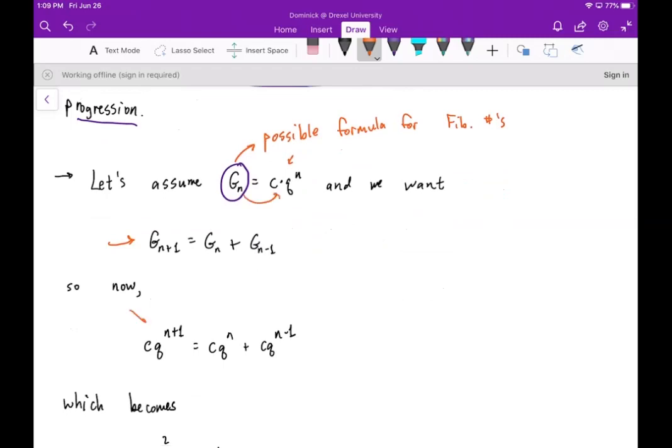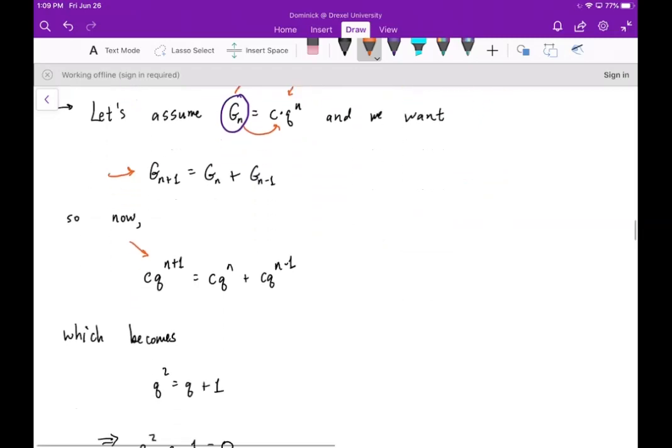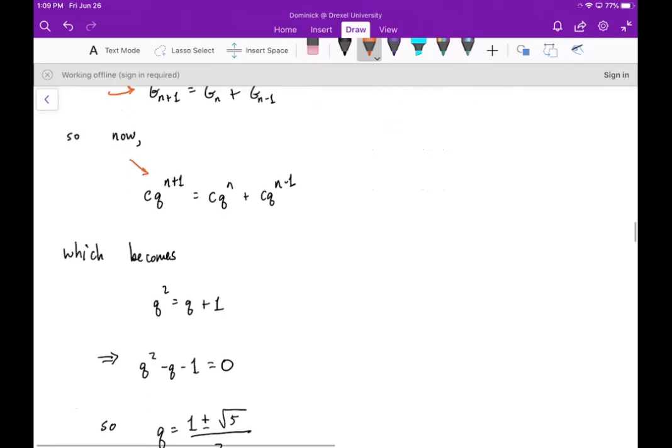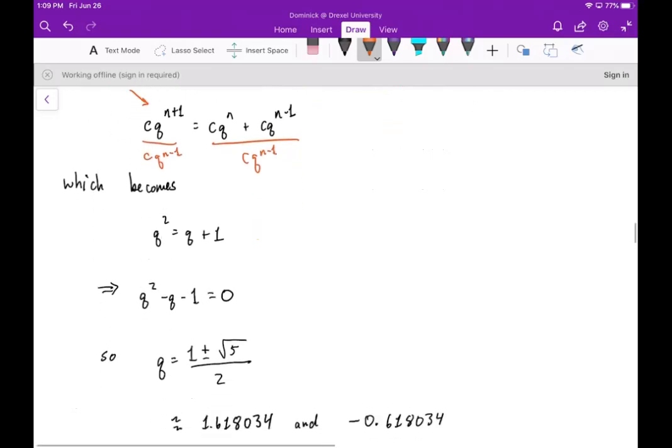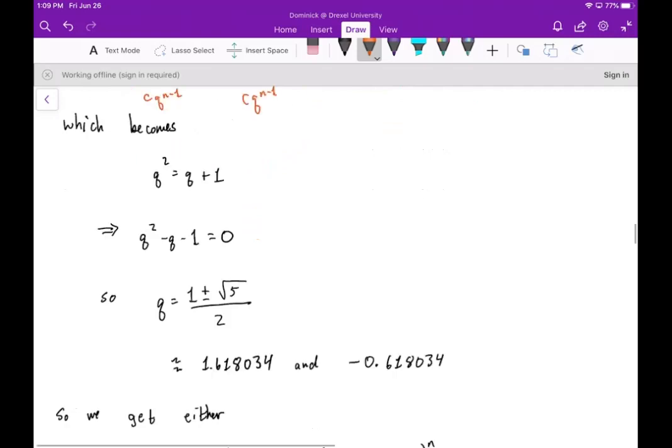then plugging this in will give us c times q to the n plus 1 equals c times q to the n plus c times q to the n minus 1, which we can simplify if we divide everything by c times q to the n minus 1. Then we get q squared is equal to q plus 1. And then, of course, since we have a quadratic, we move everything to one side and solve this. And then we find that q is equal to 1 plus or minus square root of 5 over 2.